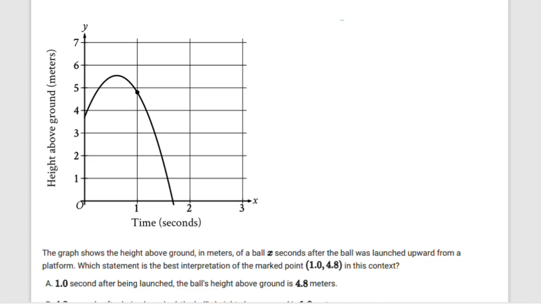Hey there, this is our DSAT practice, and these questions are from nonlinear functions. All right, so let's do it.